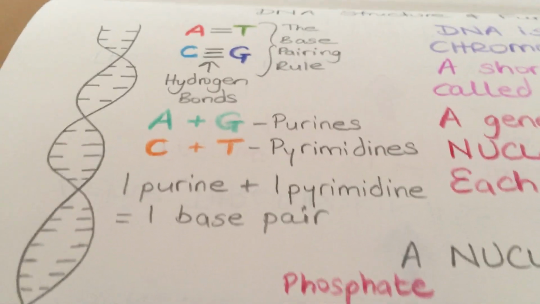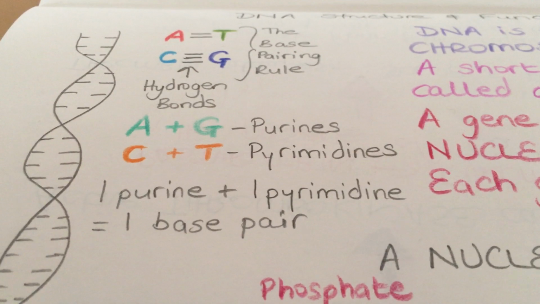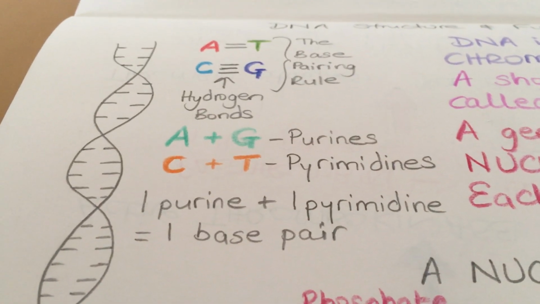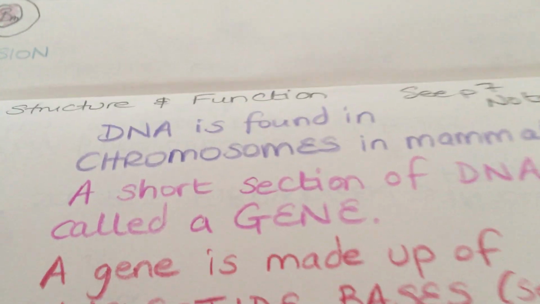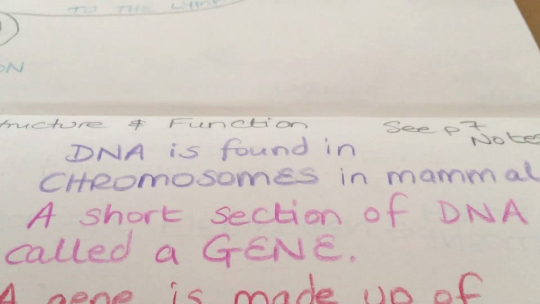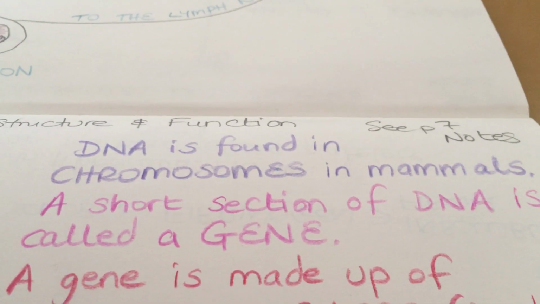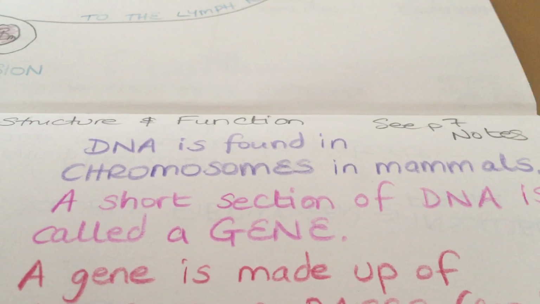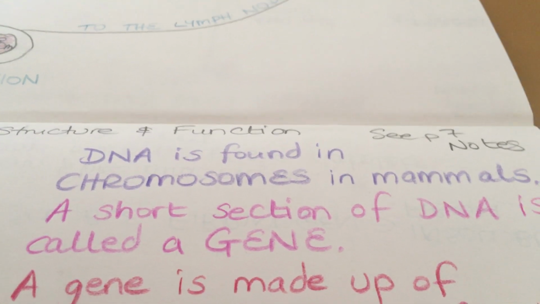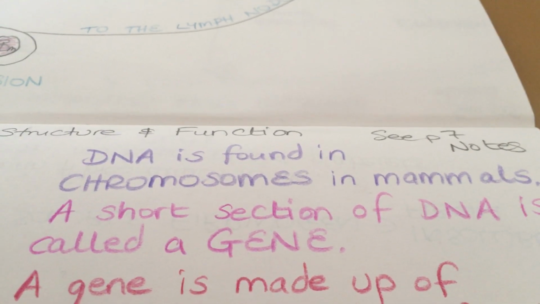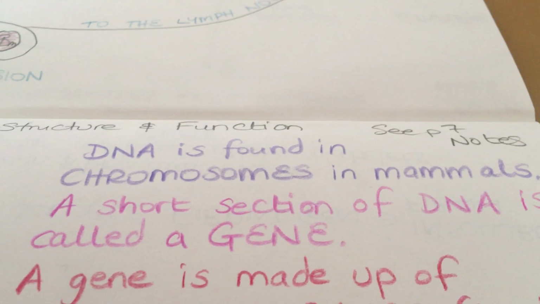So one purine pairs with one pyrimidine, and that gives us one base pair. So we're going to take a little look at how DNA is found in chromosomes in mammals. I do find this very interesting that even at the end of year 12 often, students are not quite clear what the layout of this is.